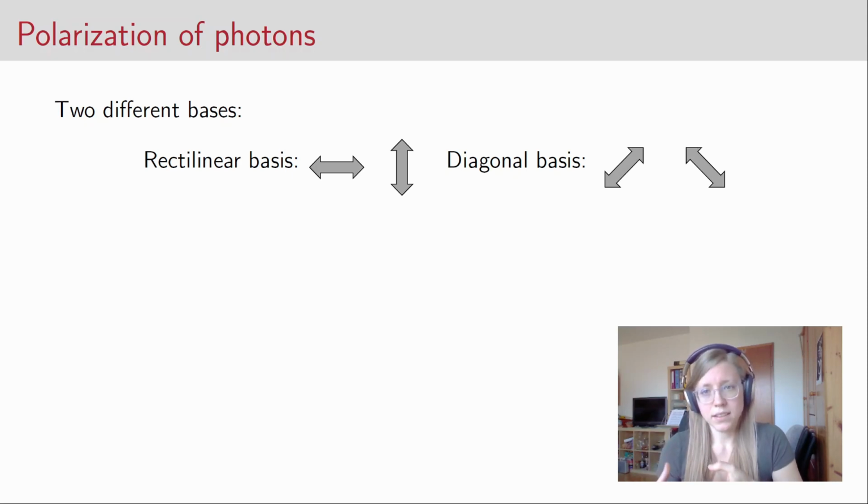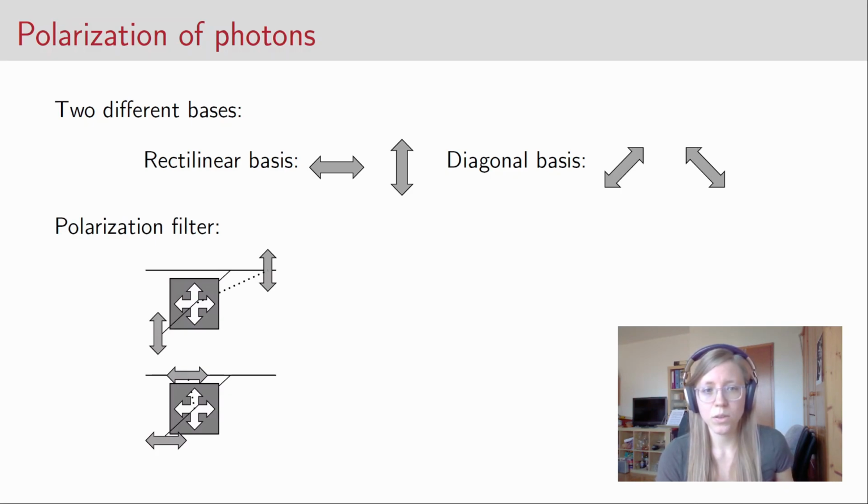Given one basis, how do we distinguish between the different basis states? You can do this by using polarization filters, which you can think about as the following device. If you have a vertically polarized photon, which passes through the filter, it will be deflected to the right, and a horizontally polarized photon will be deflected to the left. That's how you distinguish these two basis states.